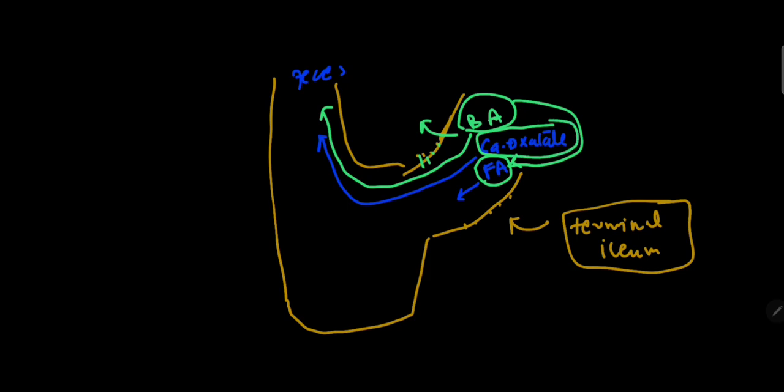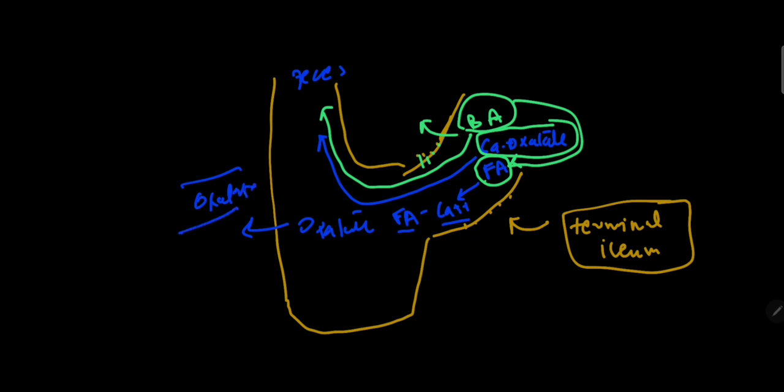So what happens is that the fatty acids bind the calcium. So now, when the fatty acids bind the calcium, what is left here? Oxalate, and it is highly reabsorbed here. So oxalate is in the blood.